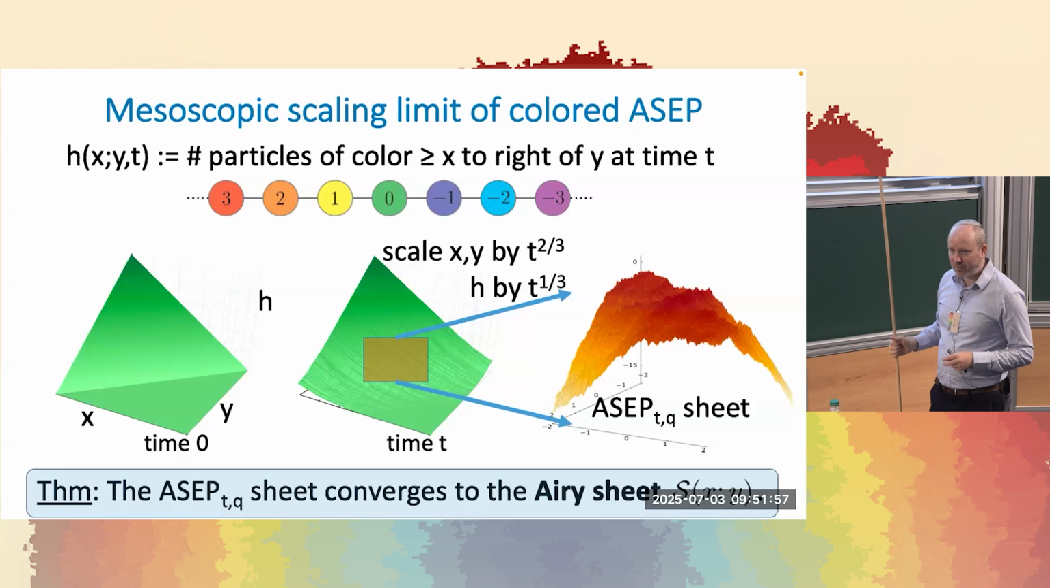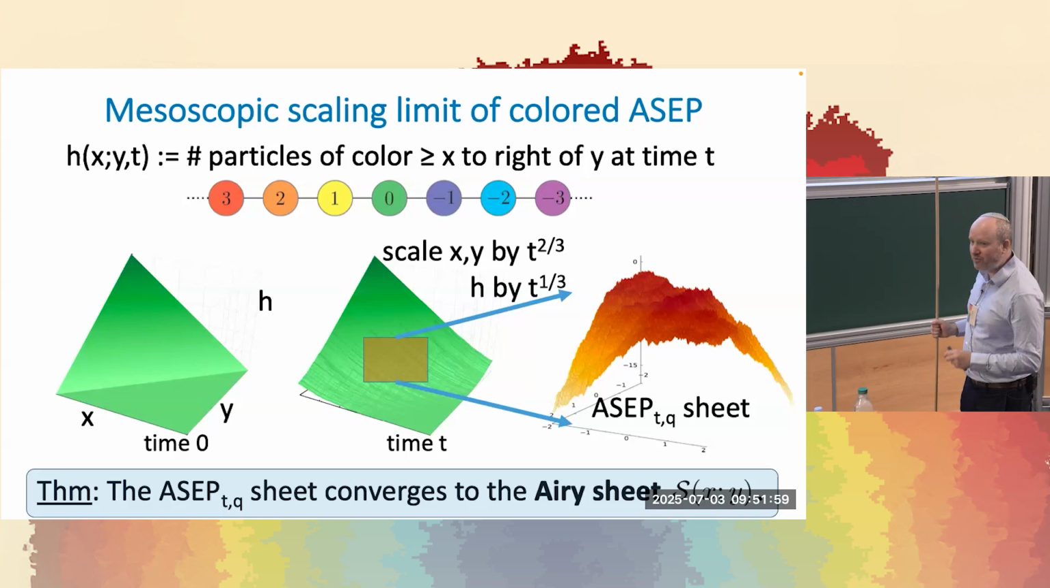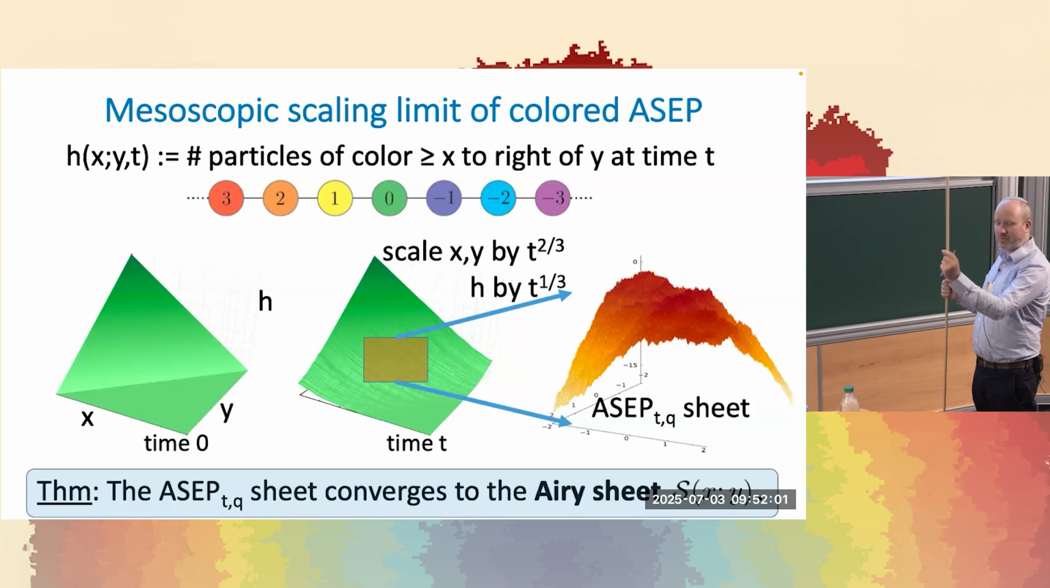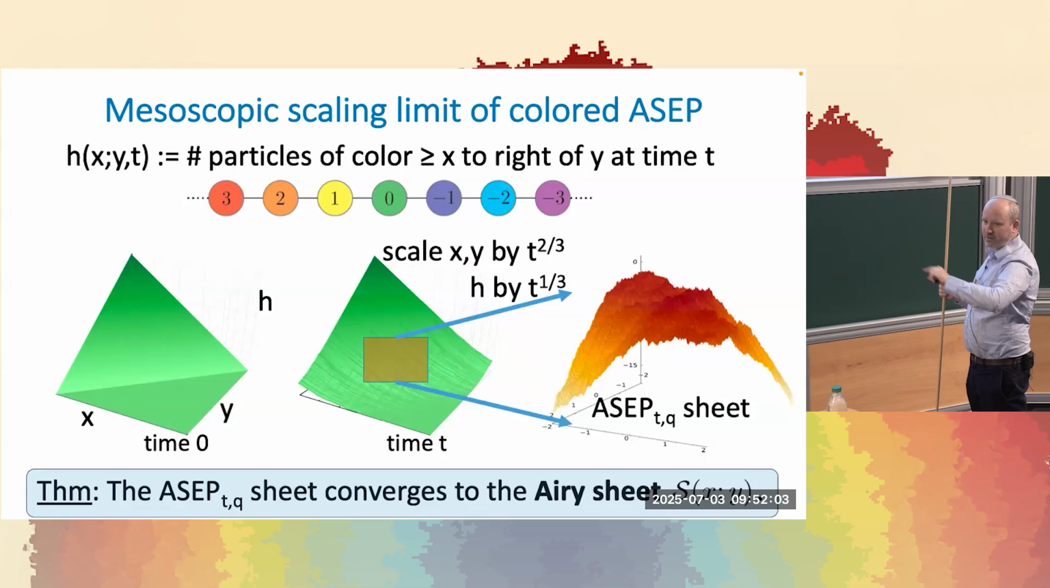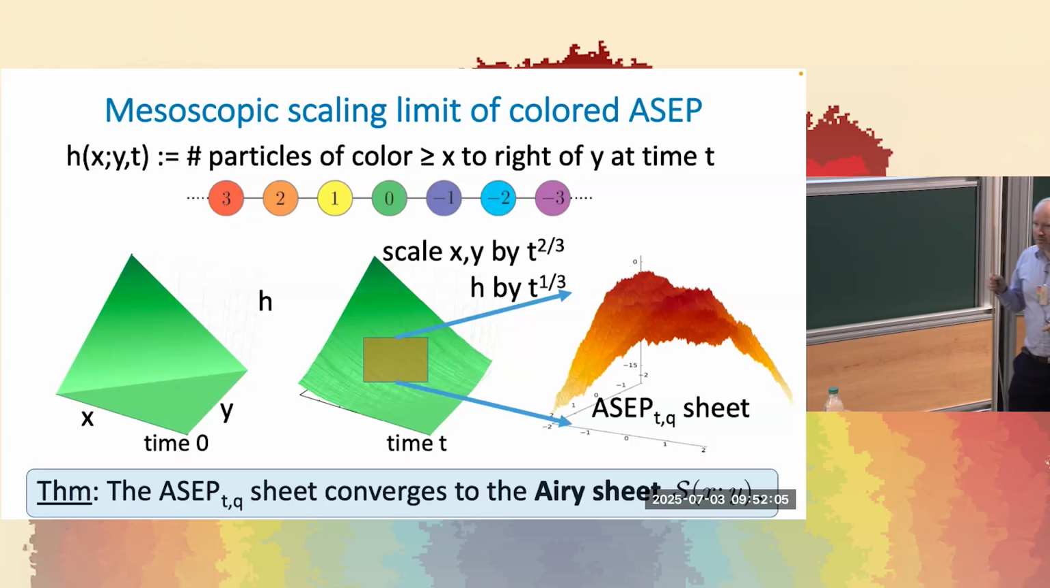Yes? Q is the asymmetry parameter. It's the rate at which particles backtrack, go the opposite direction to what you would hope.